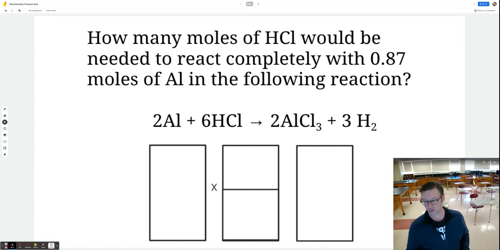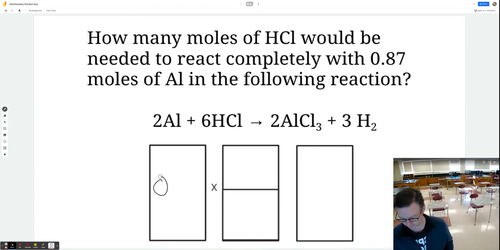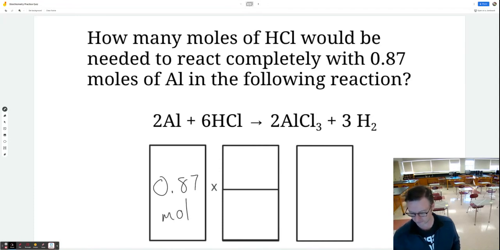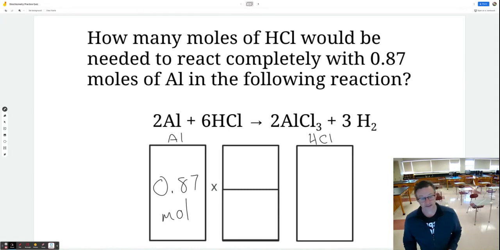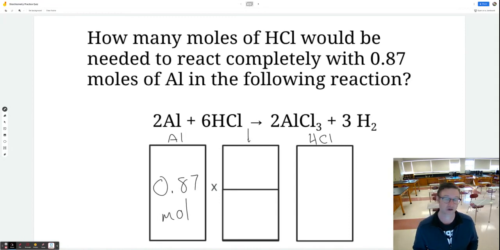So the question is, if we're given 0.87 moles of aluminum, okay, so this is aluminum. We're being asked to find HCl. It might help to label the boxes so you know which substance goes in which box. The key thing here, and the key thing in every stoichiometry problem, is your mole ratio, this center piece. If you don't get this right, you can do everything else right and still come out with the wrong answer.